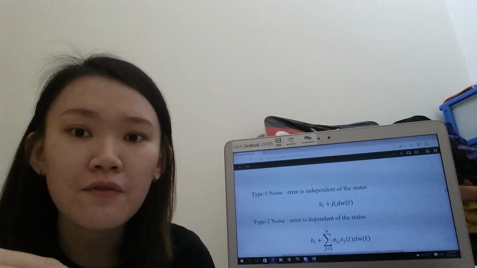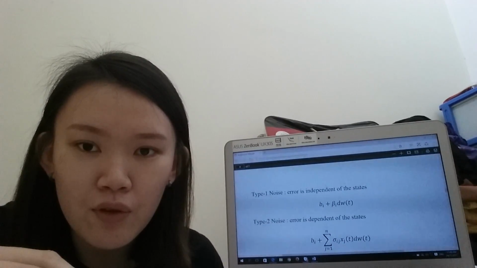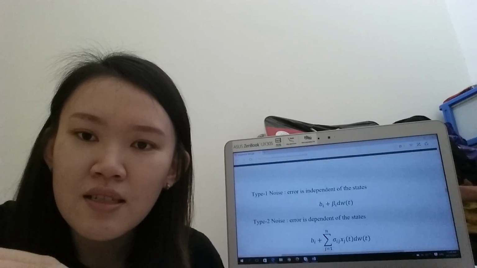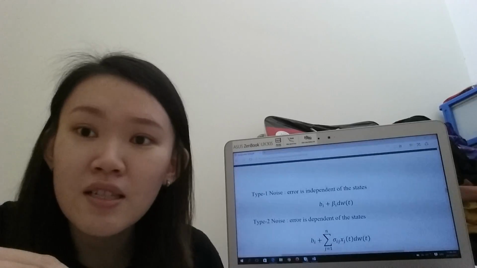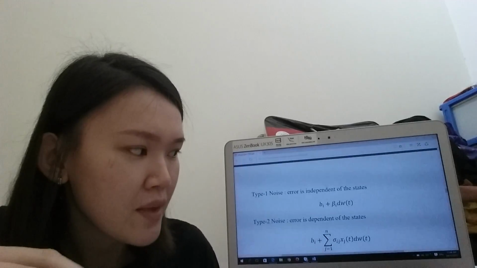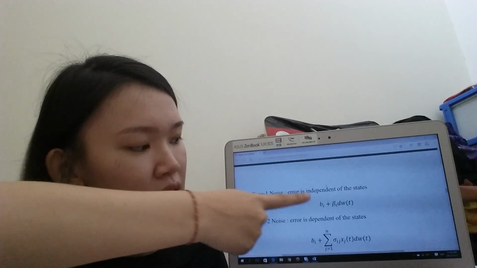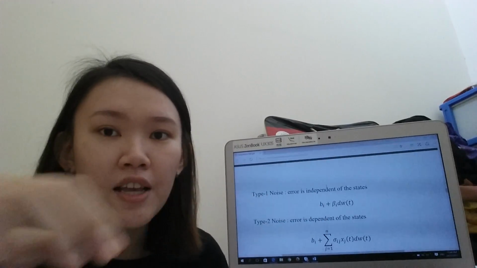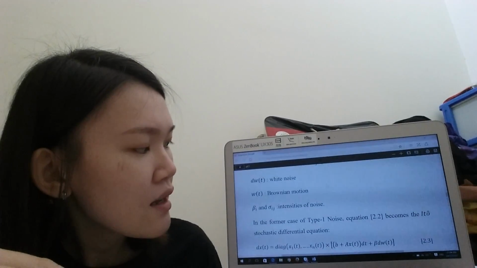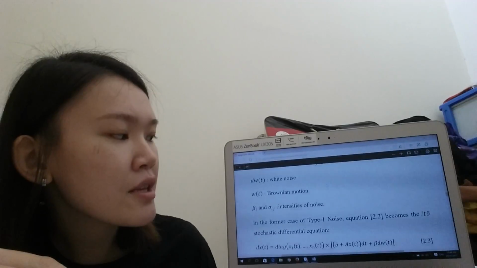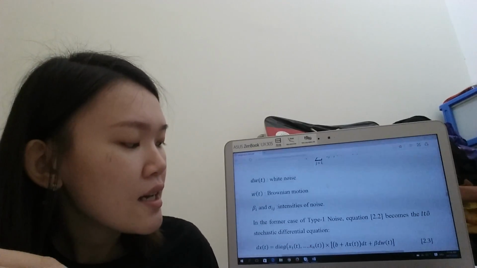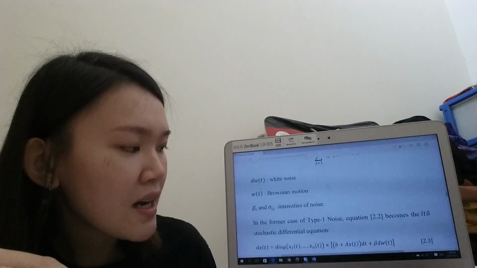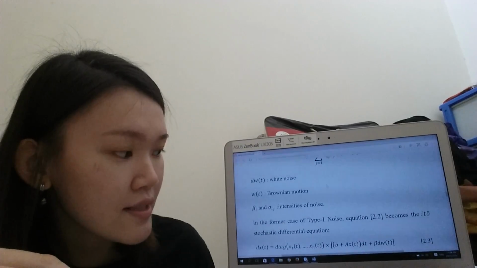So they have two types of noise, type 1 and type 2, where type 1 noise is where the error is independent of the state, and type 2 noise is where the error is dependent on the state. And we will get the formulas separately, which are shown here. And the derivative of W(t) represents the white noise, W(t) is the Brownian motion, and beta_i and sigma_ij represent the intensity of the noise.